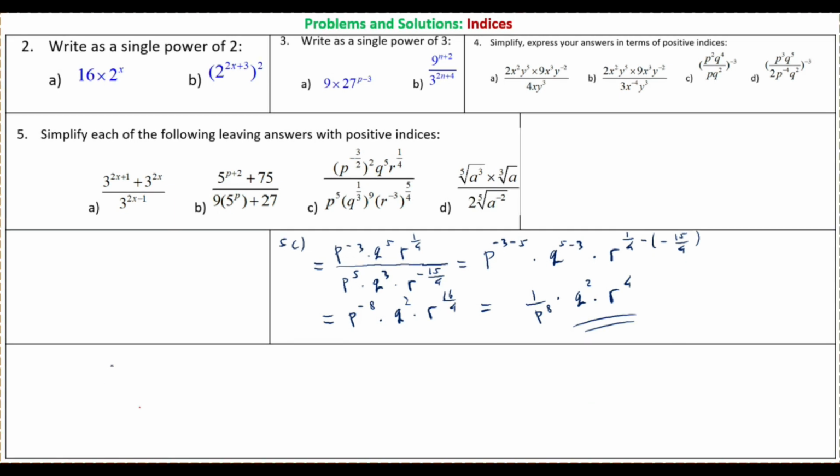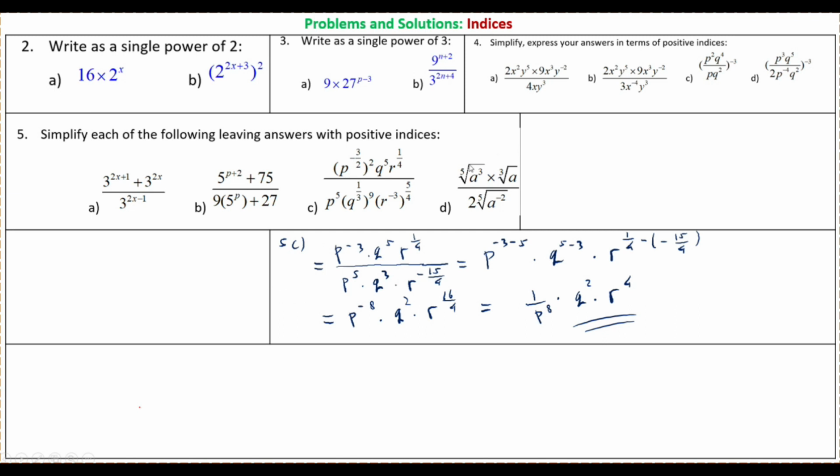Question 5D. So the question is insert forms. We have the fifth root of a to the power of 3 times the third root of a divided by 2 times the fifth root of a to the power of minus 2. We can work this out in surd form, but the final result needs to be in index form, because it's asking to simplify each question, giving the answer with positive indices. Or we can convert this problem into index form and then work it out until we get the final result. So there are two ways to work that out.